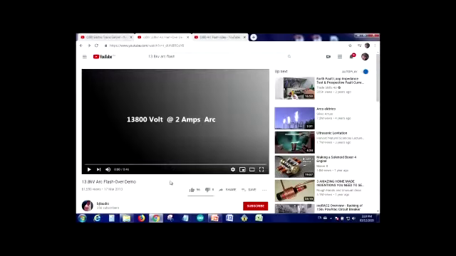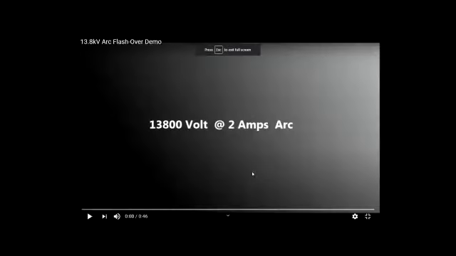So this is an example of an arc flash caused by a tree branch falling on a couple of wires.